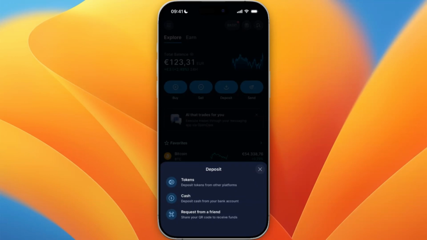The first one is tokens, so someone transfers some crypto to your wallet address. The second is cash, which is depositing money from a bank account, Apple Pay, debit or credit card. And the third is requesting from a friend that also uses Crypto.com. Most often you want to do either tokens or cash.